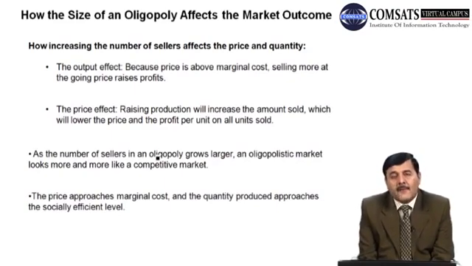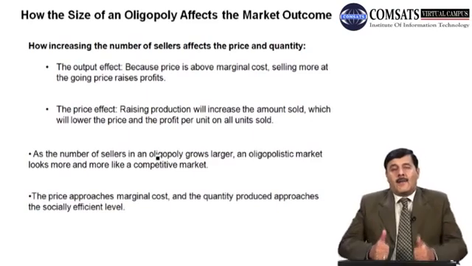Second effect of the increase in number of sellers in the market is on the price, that is known as the price effect. Now raising production will of course increase the supply of the product or the quantity sold in the market, which in turn will lower the price of the product, and the profit per unit on all units sold will go down, right?